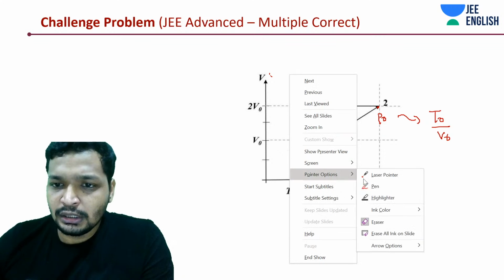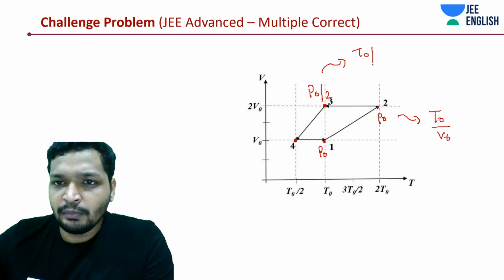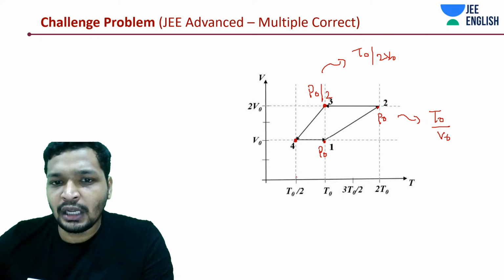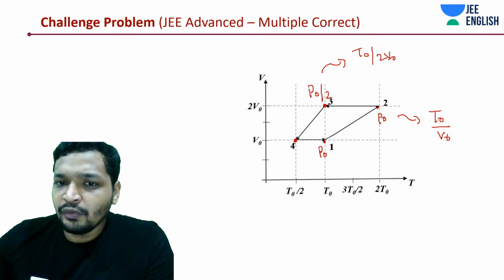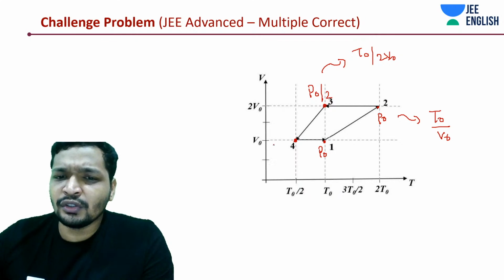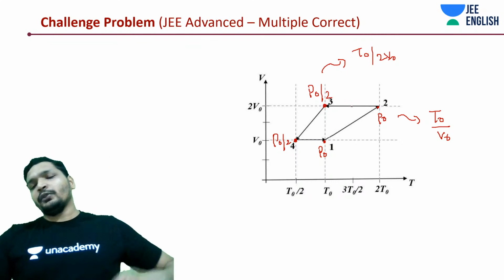So this is P naught by 2, since this is proportional to P naught by 2 V naught. I believe it's a straight line. Let's verify the last coordinate as well. The last coordinate is T naught by 2 by V naught, so basically T naught by 2 V naught. So this is also P naught by 2. Everywhere it will be P naught by 2.